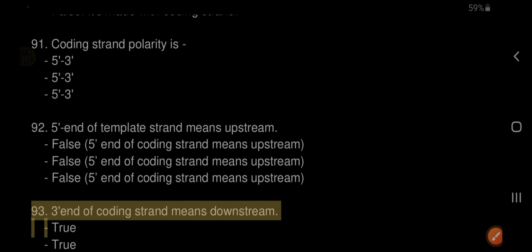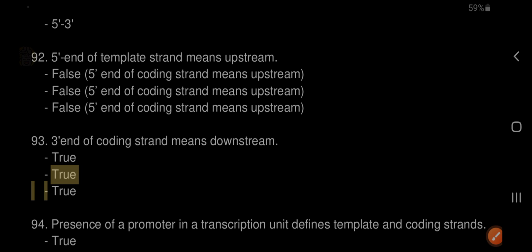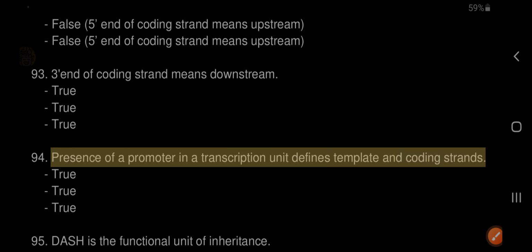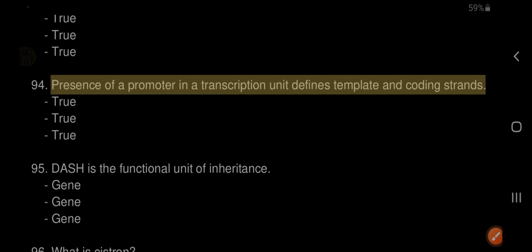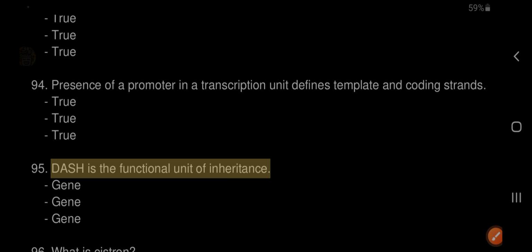93. 3' end of coding strand means downstream. True. 94. Presence of a promoter in a transcription unit defines template and coding strands. True. 95. Dash is the functional unit of inheritance.